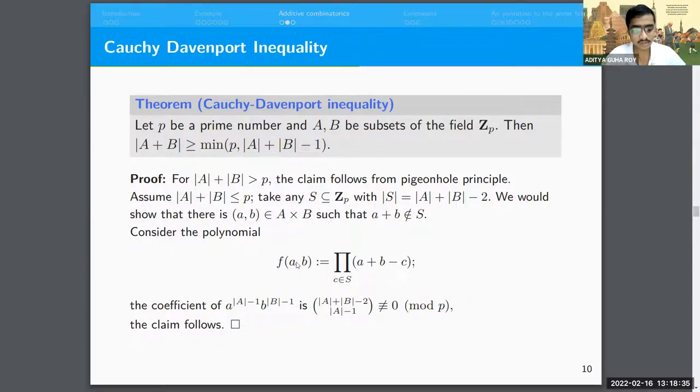So we consider this polynomial f_AB defined by a product over all c in S of a plus b minus c. And we see that the coefficient of a to the power cardinality of A minus 1 times b to the power cardinality of B minus 1 is just, by straightforward calculation, a multinomial. It's related to the multinomial theorem, but I am not sure what this result is called. It's just a straightforward calculation. So it turns out to be cardinality of A plus cardinality of B minus two choose cardinality of A minus one, and that's not congruent to zero mod p. So the claim follows, right?